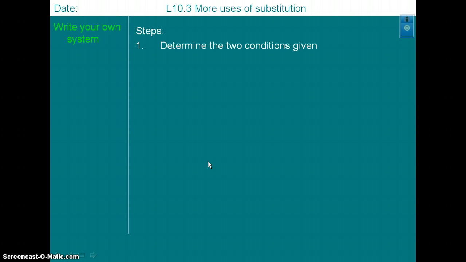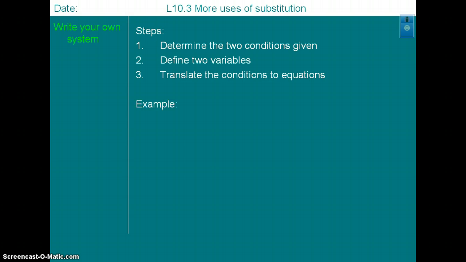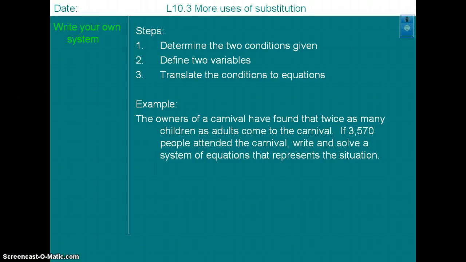Writing your own system, just to be clear on the steps here: determine the two conditions, define some variables, and then translate your conditions to equations. So if we were to take a look at this example, the owners of a carnival have found that twice as many children as adults come to the carnival. If 3,570 people attended the carnival, write and solve a system of equations that represents the situation.